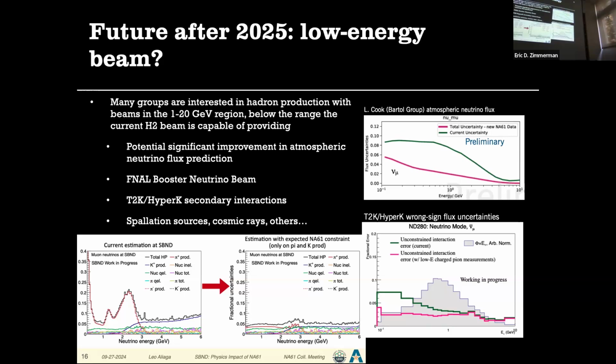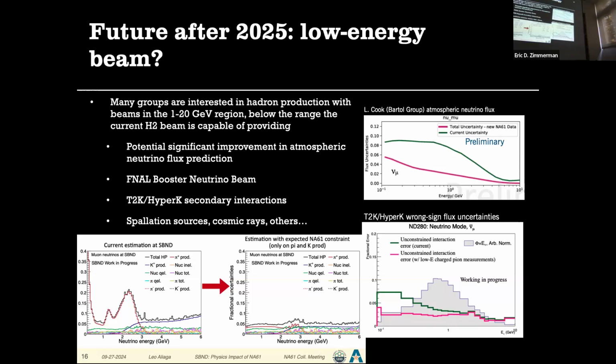Probably the most exciting thing we can do is make a huge improvement to the prediction for the atmospheric neutrino flux. This is the longest baseline terrestrial neutrino oscillation measurement you can do. And right now, the flux uncertainties are close to the 10% level. But if we get good measurements with a low energy beam, in principle, we could reduce the neutrino flux errors by factors of 2 to 3.